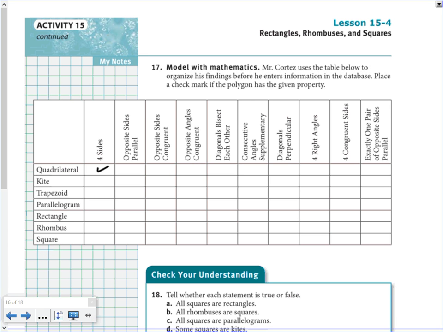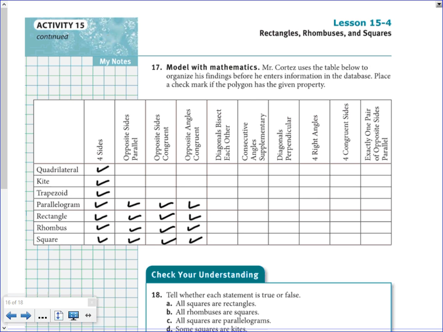A quadrilateral is a 4-sided figure. A kite is a 4-sided figure, so is a trapezoid, a parallelogram, rectangle, rhombus, square. They all have 4 sides. For opposite sides parallel. Quadrilateral? No. Kite? No. Trapezoid? No. It has only one pair, and this is meaning two pairs. But parallelogram, rectangle, rhombus, and square all do. Opposite sides congruent. Not a quadrilateral, not a kite, not a trapezoid. That is a parallelogram, rectangle, rhombus, square. Opposite angles congruent. Not a quadrilateral, a kite, or a trapezoid, but parallelogram, rectangle, rhombus, square.